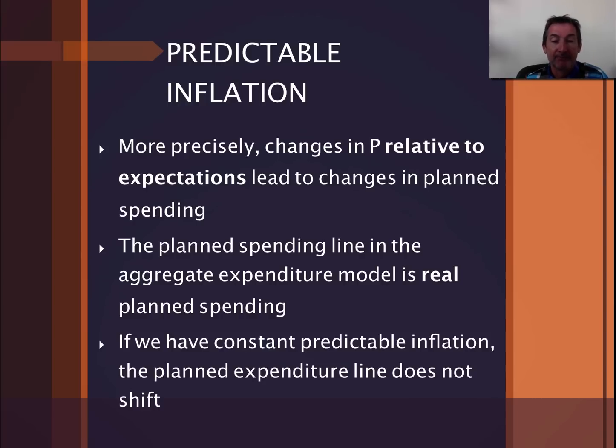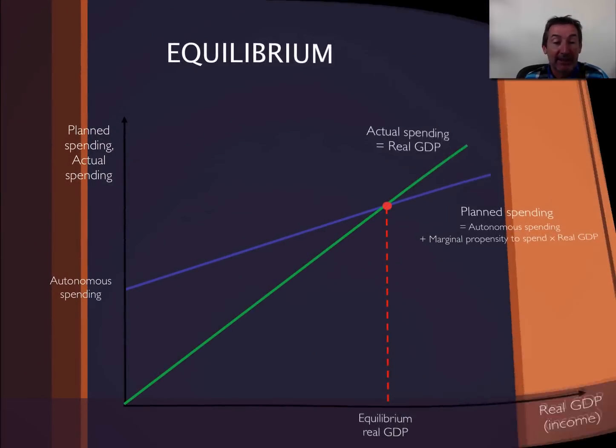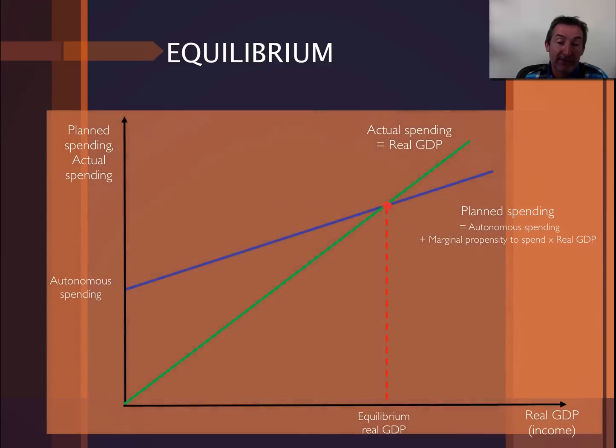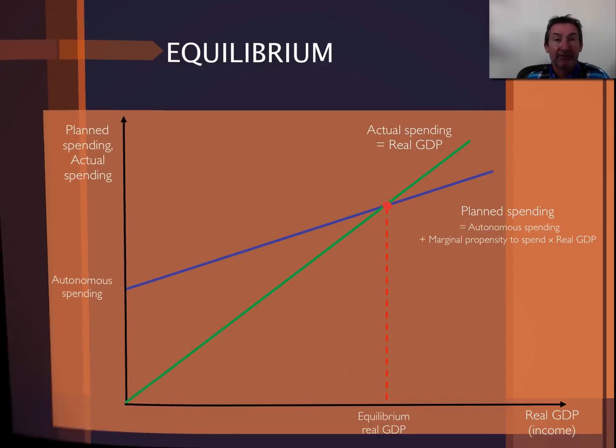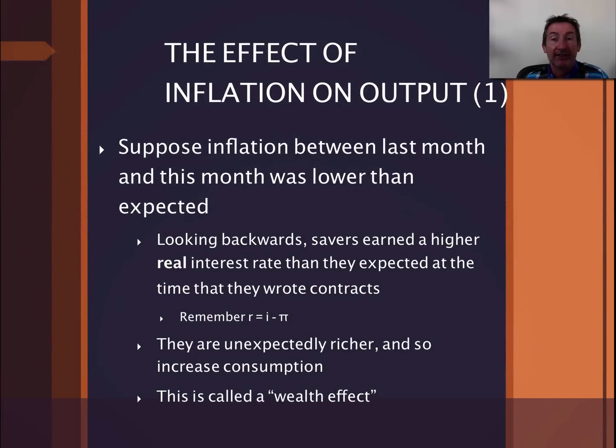and so forth. So if we have constant predictable inflation, if the inflation rate is at its long-run autonomous level, then the planned expenditure line is not going to shift. So in the long-run equilibrium of the economy, when we have autonomous inflation and GDP is at potential, the planned expenditure line is not going to shift. All right, so I'm going to trace through three ways in which deviations of inflation from autonomous inflation can lead to changes in output.